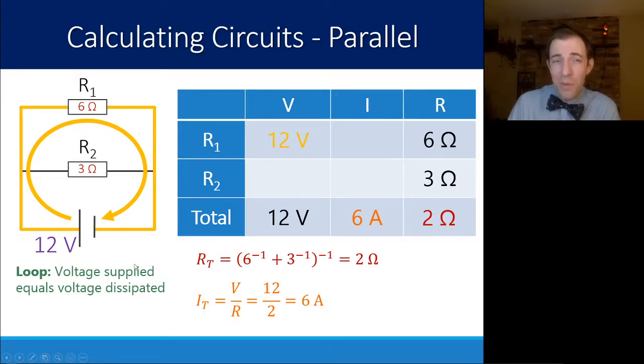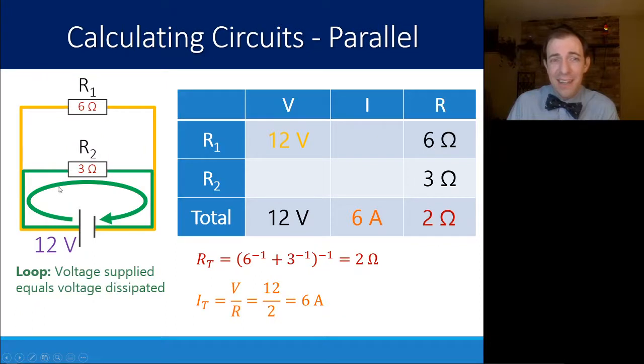I can do that as well with another loop, this one here that goes through R2. There's only one resistor and one battery here. 12 volts has to be entirely used by that resistor. Notice that that's also 12 volts. In a parallel circuit, each of these is going to receive that full 12 volts. Now all that's left to do is to calculate the current. Current is just V divided by R. So I can solve 12 divided by 6 is 2, and 12 divided by 3 is 4.